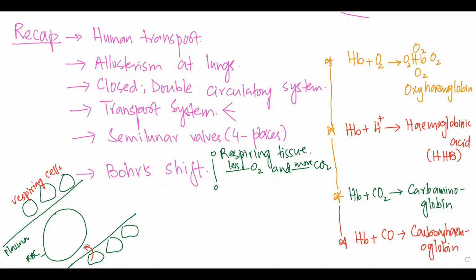And then CO2 goes from plasma inside the red blood cell. And there CO2 combines with water, H2O, making H2CO3. This job is catalyzed by the enzyme carbonic anhydrase. H2CO3 then breaks into H plus and HCO3 negative ion. And then H plus binds to hemoglobin.